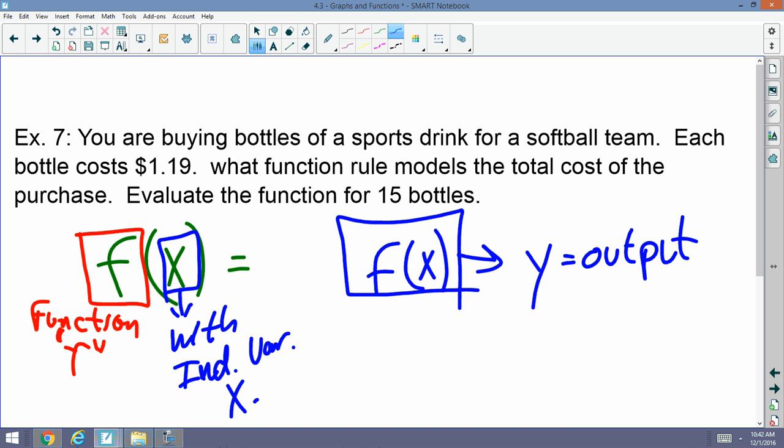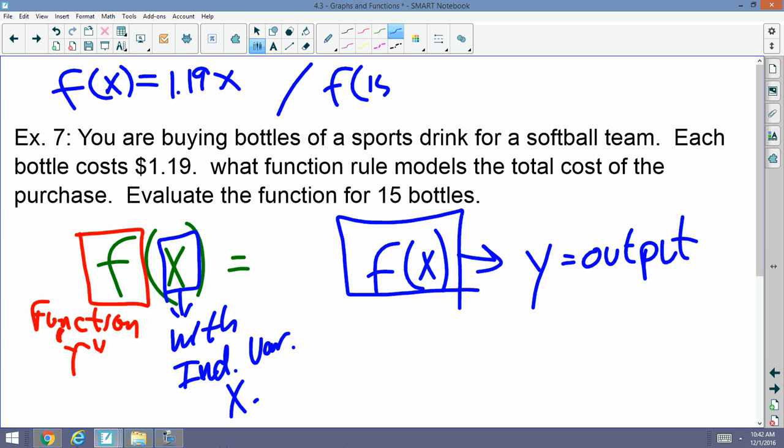Okay. So now I've got to get the function. So f of x equals what? For this particular function, $1.19 for every x, where x is the number of bottles. Talk to me, guys, please. And I'm very worried because when I said what's x, you guys said it's the dependent variable. No, it's not. F of x is the dependent variable.